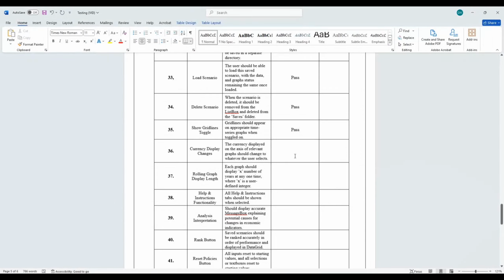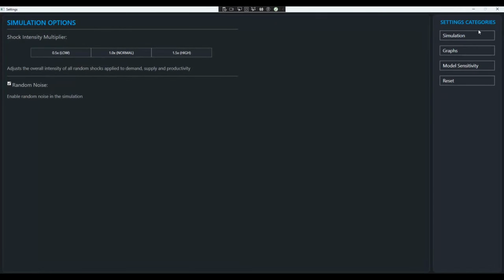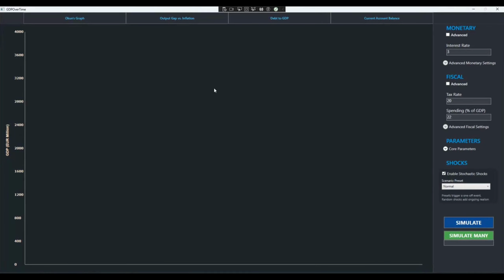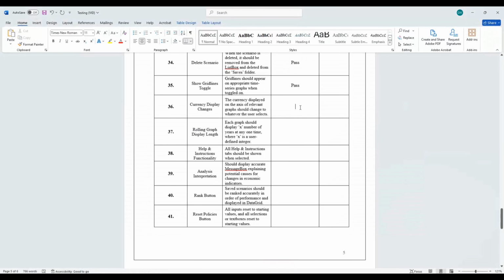Test 36 is currency display changes. So the user has the option to change the currency which is being displayed on the axis, depending on whatever they select. They have three options to select from: USD, which is the standard, GBP, or the euro. So we'll change to the euro for this one. And you can see the y-axis changed to euro million and percentage of GDP in euros. So we can mark that as a pass.